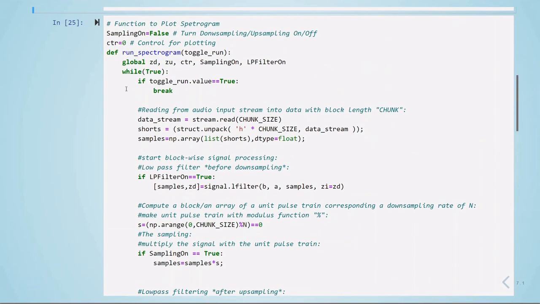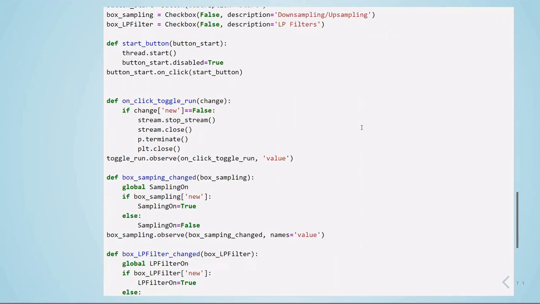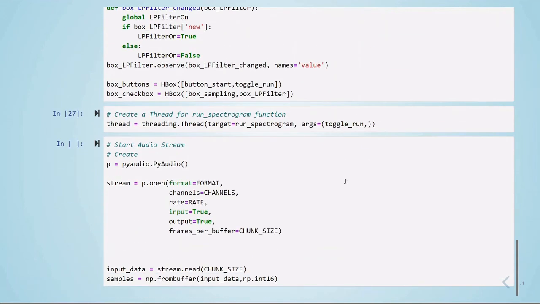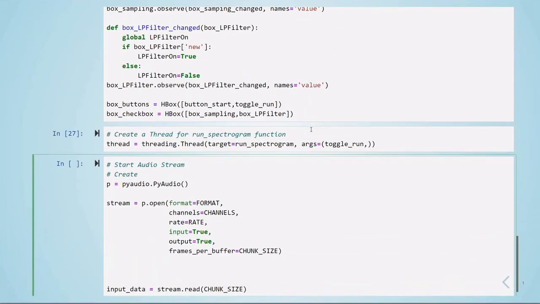There's this infinite loop here. We want to interact with our graphical user interface, and when we press stop, we want to break this loop and stop. Finally, we are creating our PyAudio instance. We are creating and opening our stream, and then we will read the stream and run our example.